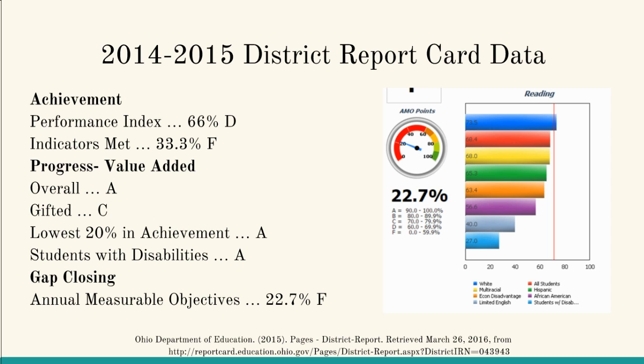Progress or value added examines math and reading progress for grades 4 through 8 in the district and answers the question, did students make a year's worth of growth? Looking at the data, we can see that overall we scored an A. Our gifted students scored a C. The lowest 20% in achievement scored an A, and students with disabilities scored an A.